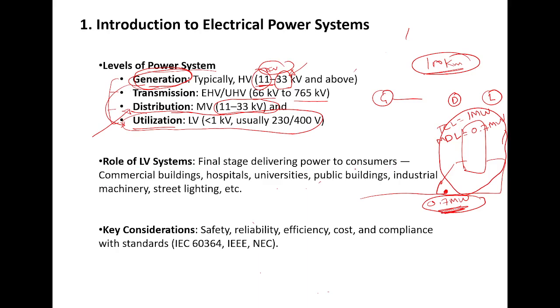And among my consumers, you can take commercial buildings, which may be your hotels or high-rise residential buildings, or you can take hospitals, universities, colleges, public buildings, meaning your government buildings, industrial machinery, street lighting. So these are the low voltage systems, and we'll discuss these building designs in this course.